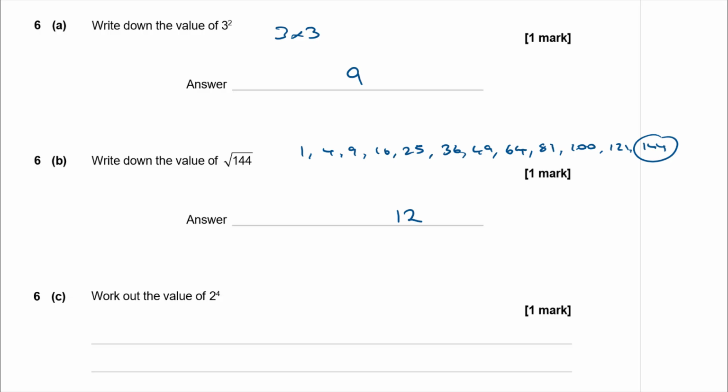Part C says work out the value of 2 to the power 4. Now 2 to the power 4 is 2 times 2 times 2 times 2. So 2 times 2, that's 4, times 2 is 8, times 2 is 16. So it's going to be 16.